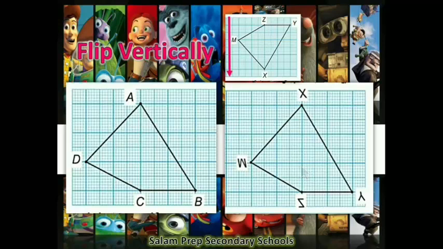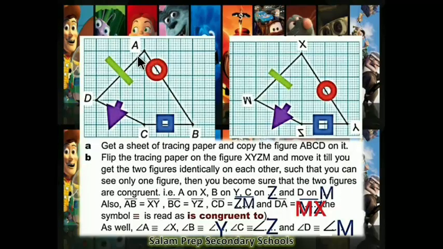You will find vertex A is on vertex X. Vertex B is on vertex Y. Vertex C is on vertex Z. Vertex D is on vertex M.